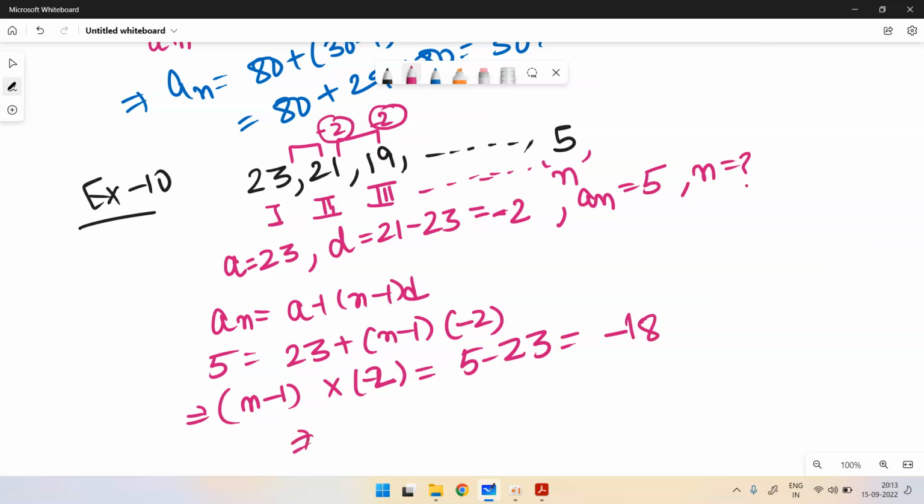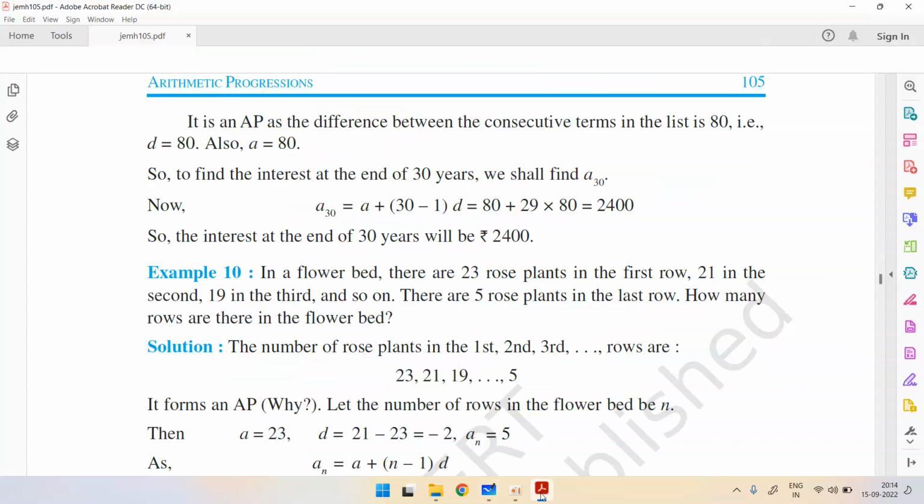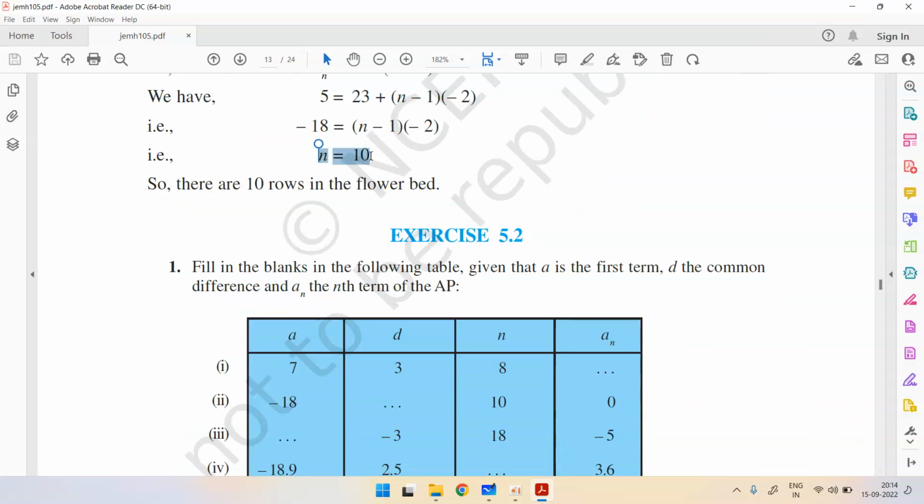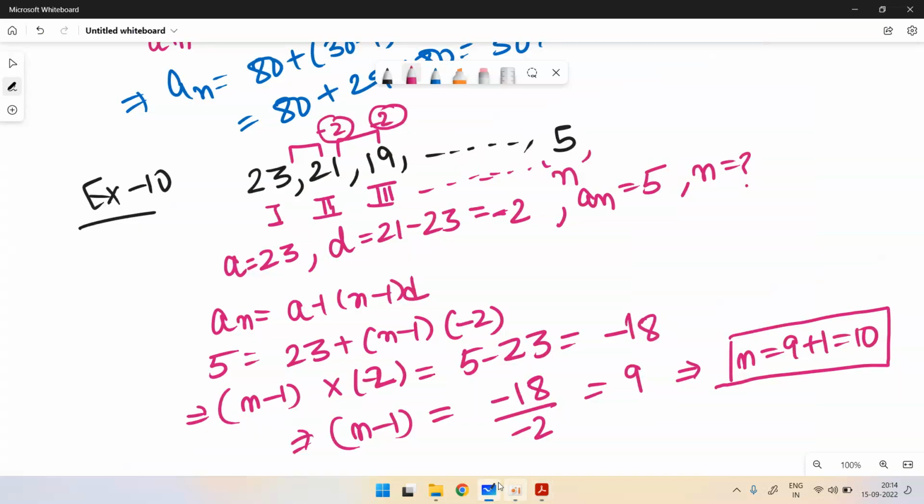That implies n minus 1 equals minus 18 by minus 2, which is 9, which implies n equals 9 plus 1, which is 10. The value of n is 10, which means there are 10 rows in the flower bed. You see the value is 10.